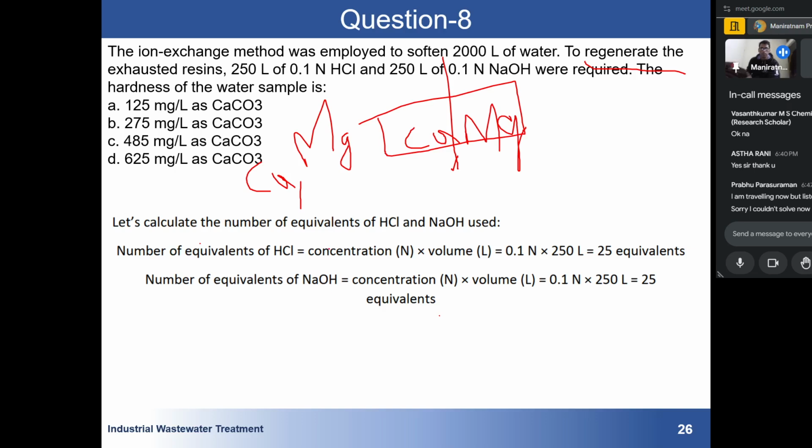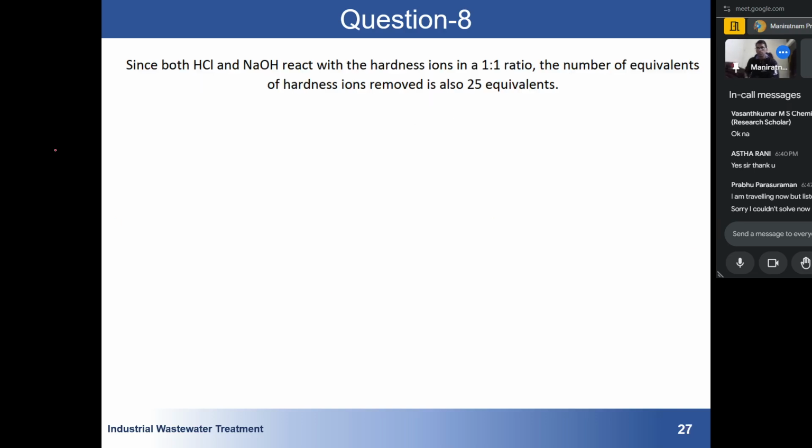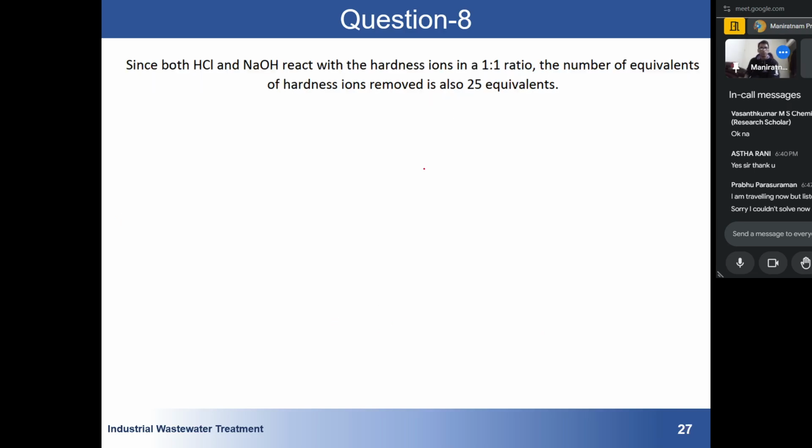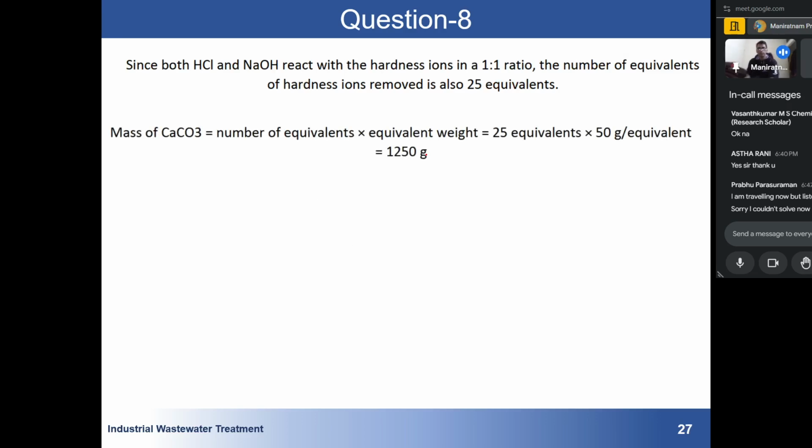Now we know the equivalent of HCl and NaOH. Since both HCl and NaOH react with hardness ions, that is calcium and magnesium, in a 1:1 ratio, the number of equivalents of hardness ions is also 25 equivalents. This is a known thing. So the equivalent of hardness will also be 25.